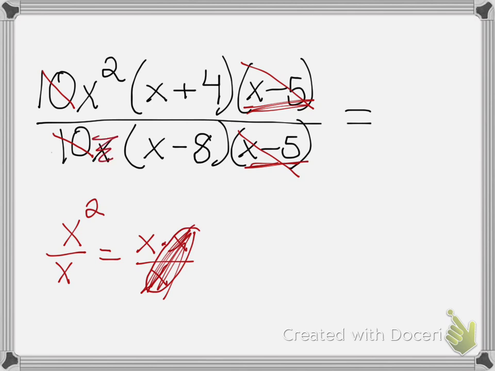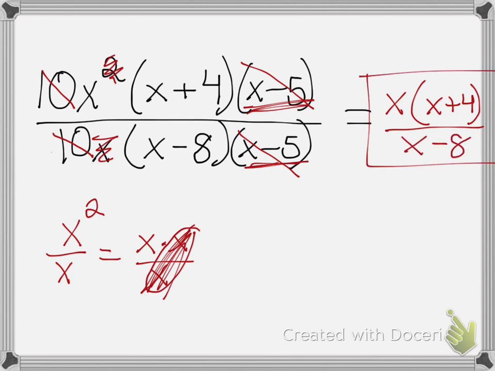So sometimes you'll see me do this in the class. And I still have my x plus 4 left over in my numerator and my x minus 8 left over in my denominator. And that's it.